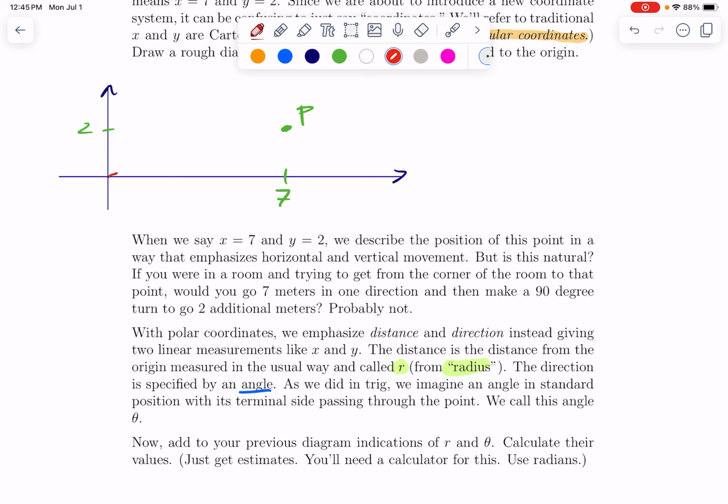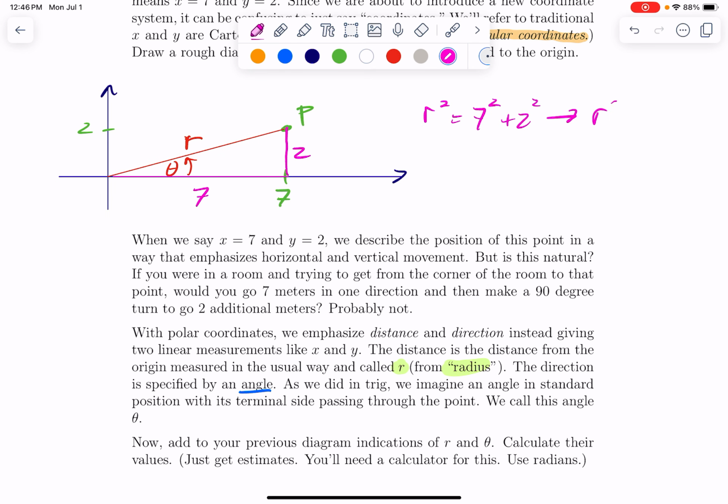So we could imagine drawing a picture like so. What if we just go straight from the origin to that point P? This distance is r, and this angle in standard position, remember we start at the positive x-axis and move in a counterclockwise fashion, that angle is theta. And we could compute these, right? By the Pythagorean theorem, we could draw a right triangle here. This distance is 7, this distance is 2, so r squared equals 7 squared plus 2 squared. So r squared is 53, and r is the square root of 53.